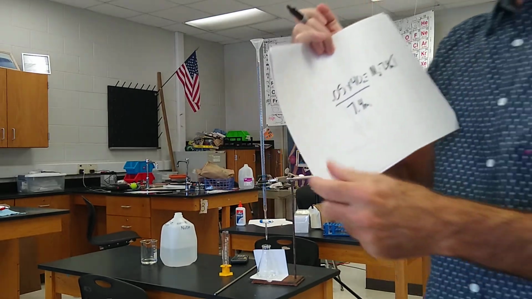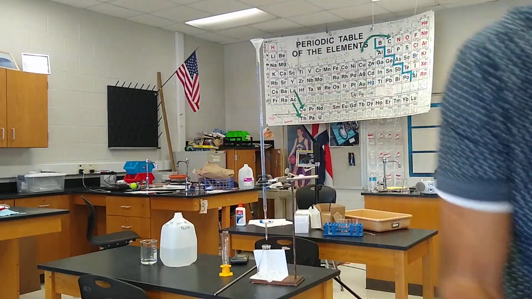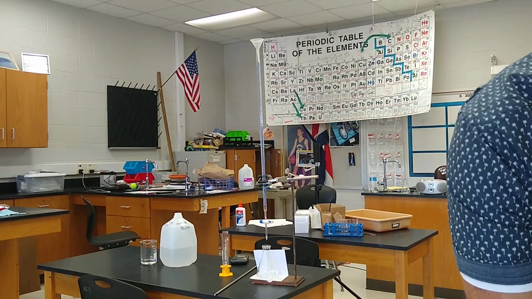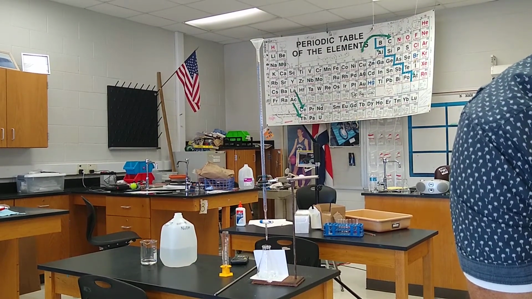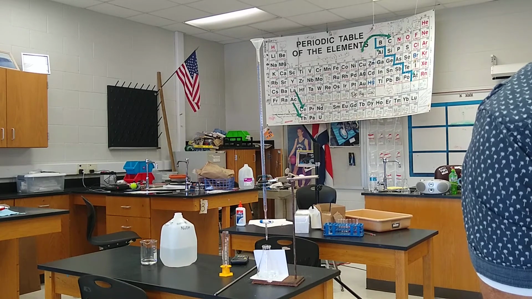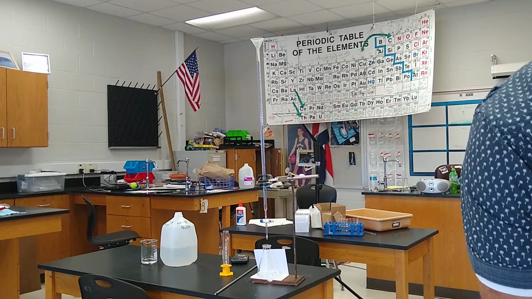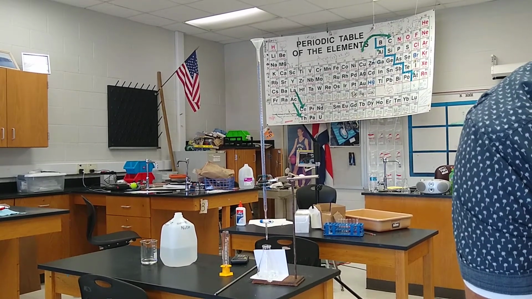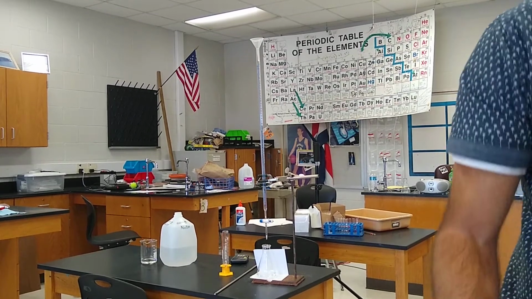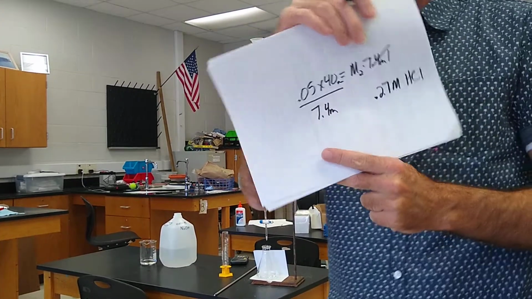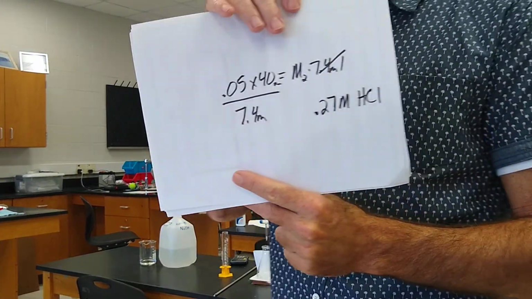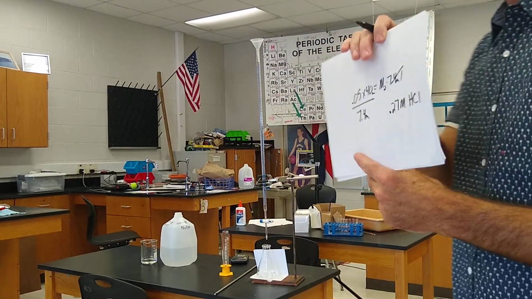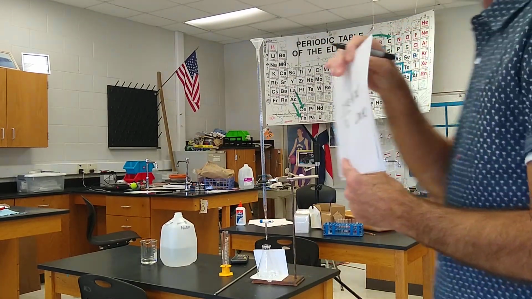What'd you get? 0.27. Everybody agree with that number? Before I show it on the video? Have you done it? Yeah, I put 0.3, but 0.27. We're going to try to keep some distance. So 0.27 molar HCl. So the molarity of that acid was 0.27 molar, right?